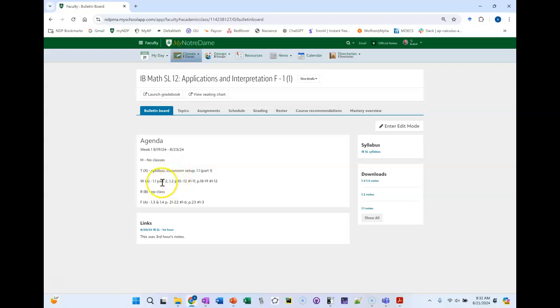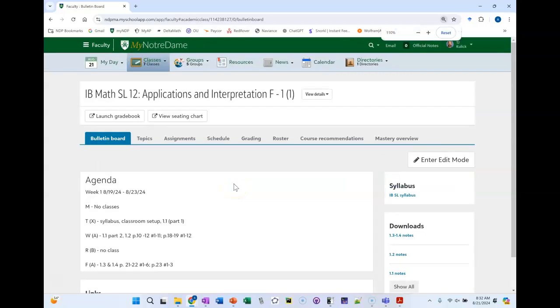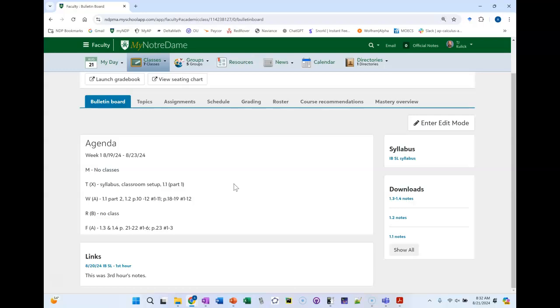So if you look at My Notre Dame, I have that's awful small. The schedule for the week is now up and posted. Today is Wednesday. I'll get that in as an assignment into the grade book here. Probably next period, I'll have a minute to get that in there.